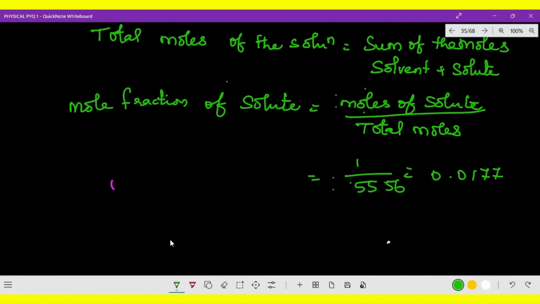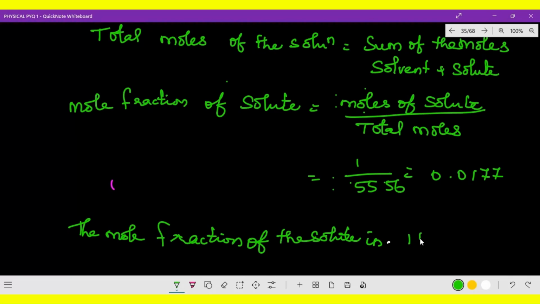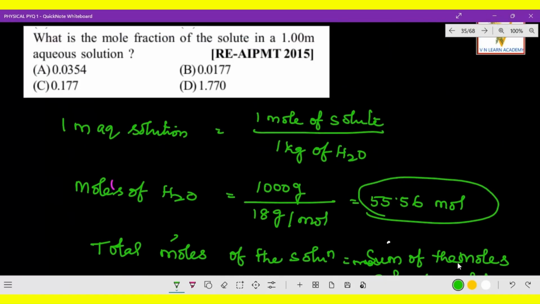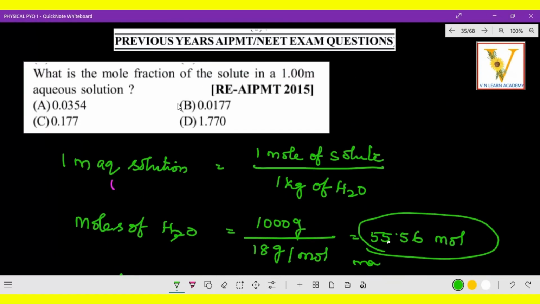Okay, now we have to write it here. The mole fraction of the solute in 1 m, small m, aqueous solution is approximately, not exactly, because the number is approximate. So here it is 0.0177. There is no unit for mole fraction. So what is the correct option? Option B is the correct option. Come on, let's go to the next question.